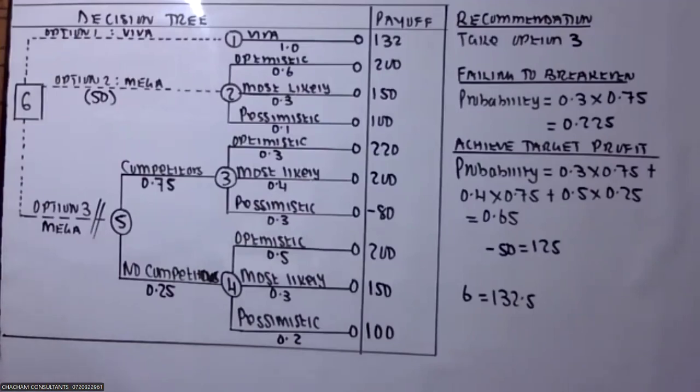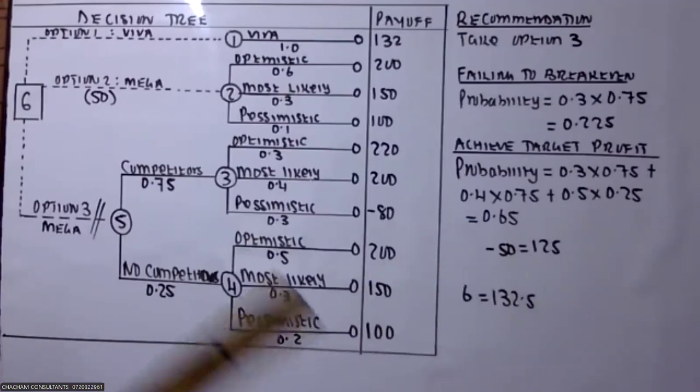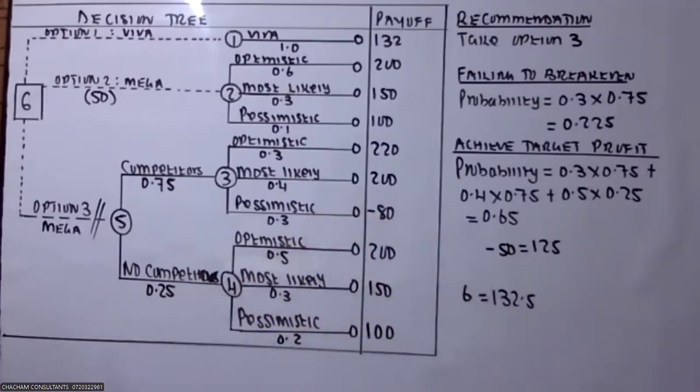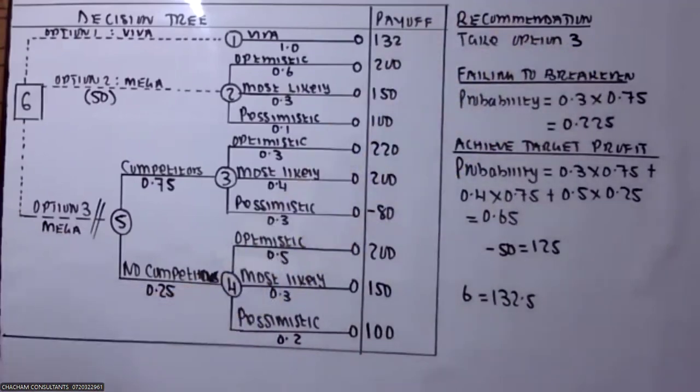Yeah. So everything else remains. Hakuna kitu ingine imekuwa affected. Just those 3. The EMV karudi 125. The EMV at number 6, sasa ikakuwa 132.5. Alafu the recommendation imekuwa number 3. Those are the changes. Thank you very much. Any other concern? Good. If we are okay, let's cross to question number 2.